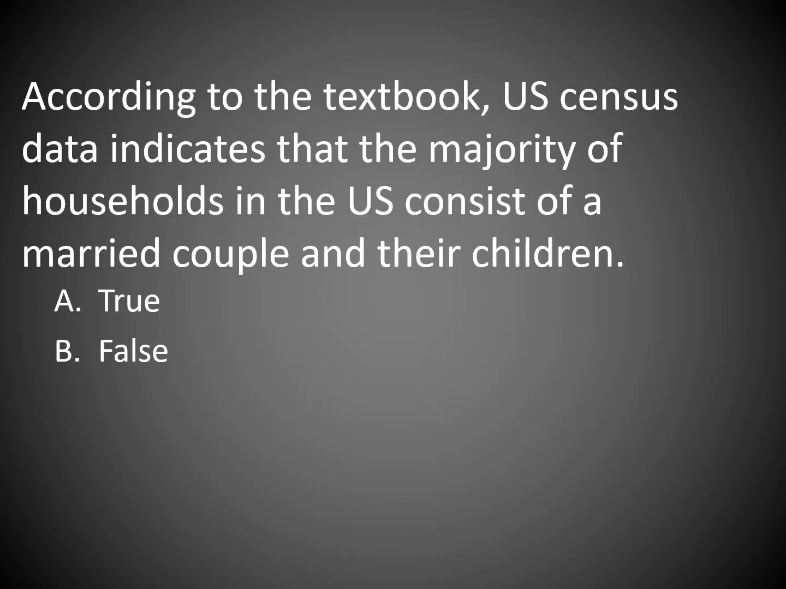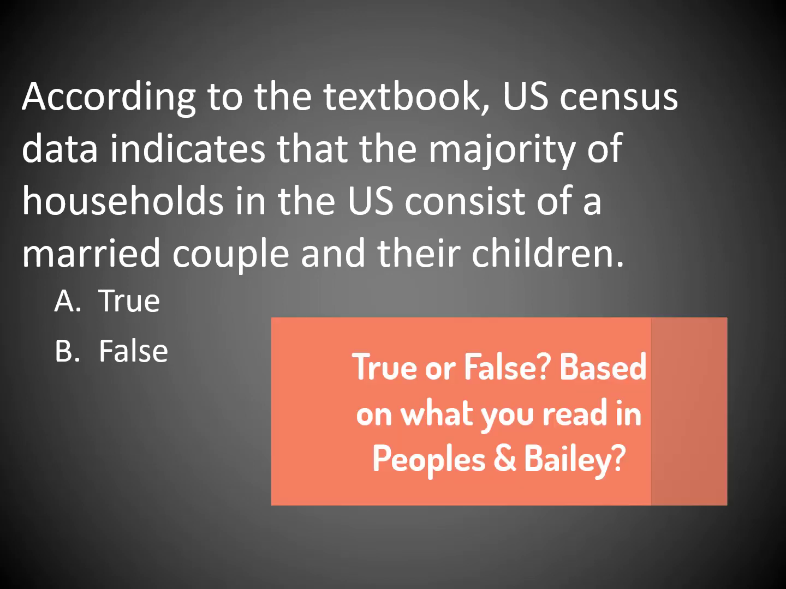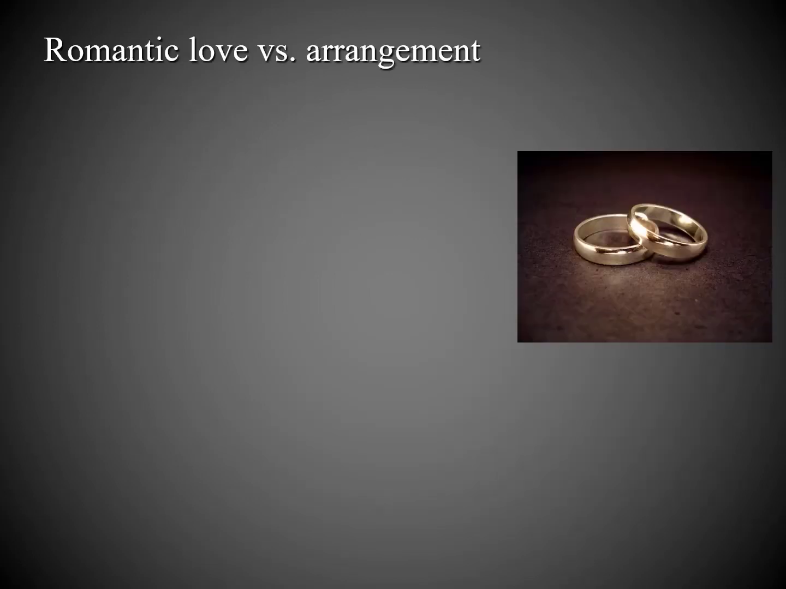From Peoples and Bailey, according to the textbook, U.S. Census data indicates the majority of households in the U.S. consist of a married couple and their children. True or false? And the answer is false. Only about 48% of couples in the US consist of a married couple and their children, right? Others are single parent households or other, right? So even though we say that's sort of the way we do it, the majority of our households in our country don't even look like that.